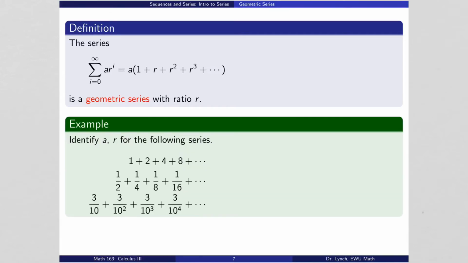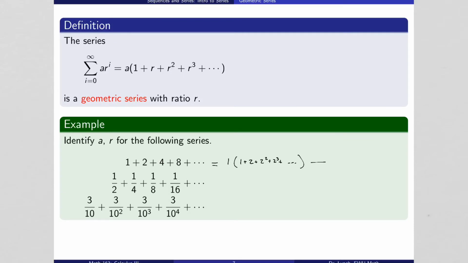So here's an example. Let's go ahead and identify a and r for the following series. So for this first one, 1 plus 2 plus 4 plus 8, I think you'll agree that no manipulation is needed. So for this series, we can pretty clearly say that a is 1 and r is 2. The second series is similar, and it should be familiar as the series that motivated this whole section when we were looking at the geometric interpretation of the area of that square. So here we've manipulated it until we can see pretty quickly that a is 1/2, and indeed r is also 1/2.